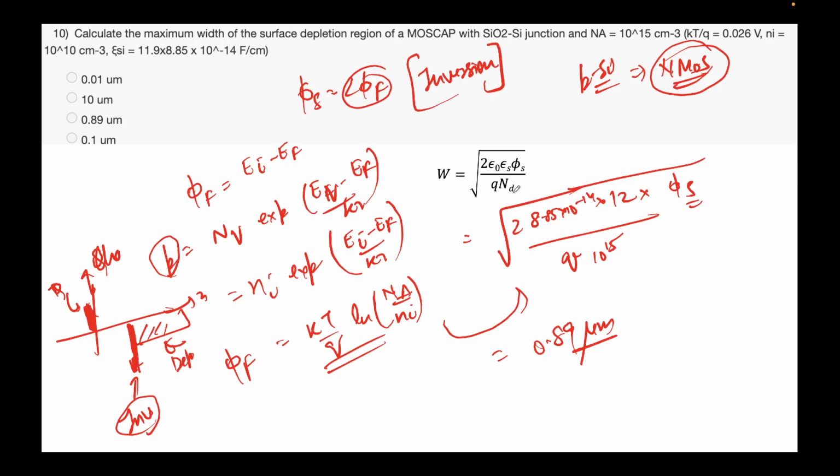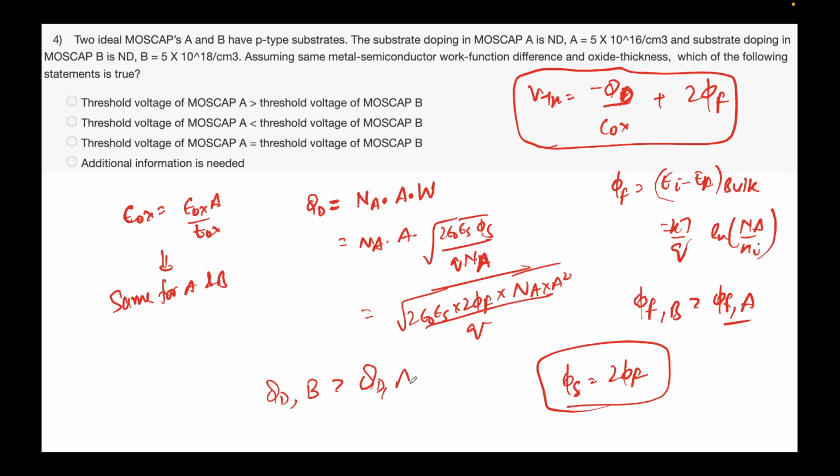So what will this be? This will be 2 epsilon naught epsilon s into 2 phi f times Na, where one square root gets cancelled out, into A squared over q. Now QD in B will be higher than QD in A. Why? Because phi f is higher in B first of all, and Na, the doping, is higher in B as well. It's 5 into 10 to the power 18, 2 orders higher. So this term will also be higher. Correct? So what we can see is that the QD term is higher, and your phi f term is also higher.